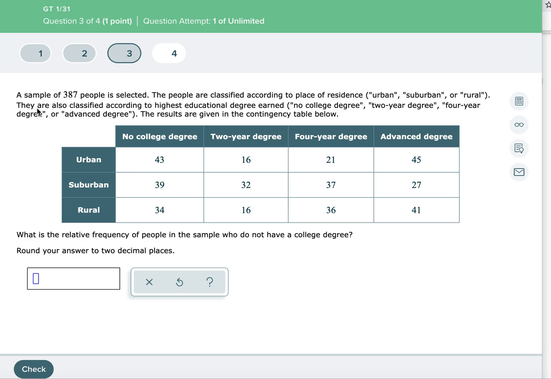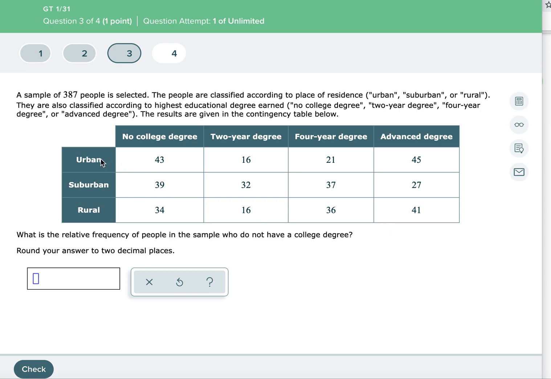And then it says they are also classified according to highest educational degree earned. So you could have no college degree, a 2-year degree, which is an associate, a 4-year degree, or an advanced degree, which is like a master's or a PhD. The results are given in the contingency table below. Don't let the big word contingency freak you out. It's just saying the results are here in the table.